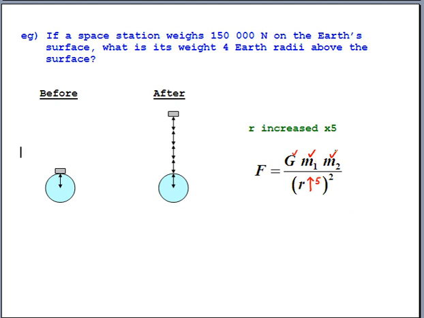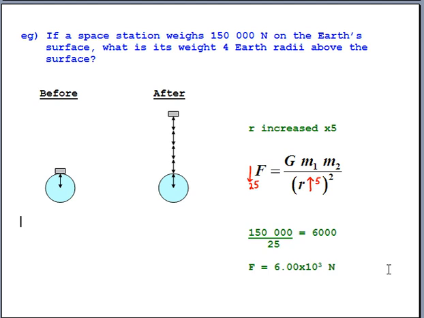So this whole side over here is going to have to go down by a factor of 25. And if the right-hand side goes down by a factor of 25, then the left-hand side is going to have to do that too. So this force is going to get smaller by a factor of 25. We're done. We don't even need to find the mass for this thing. We can just take the old force, divide by 25. Looks like the answer here is going to be 6,000 newtons.